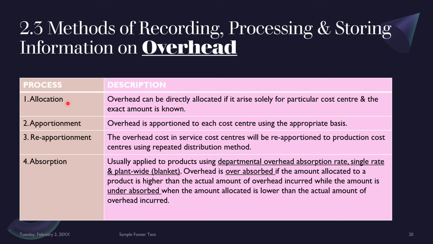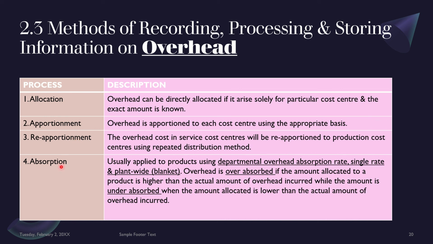So what is allocation? It refers to the overhead that can be directly allocated if the exact amount is known. Number two is apportionment. It refers to the overhead that is being apportioned to every cost center using the appropriate basis. And process number three is reapportionment. Reapportionment refers to the overhead cost in a service cost center that will be reapportioned to a production cost center by using repeated distribution method.